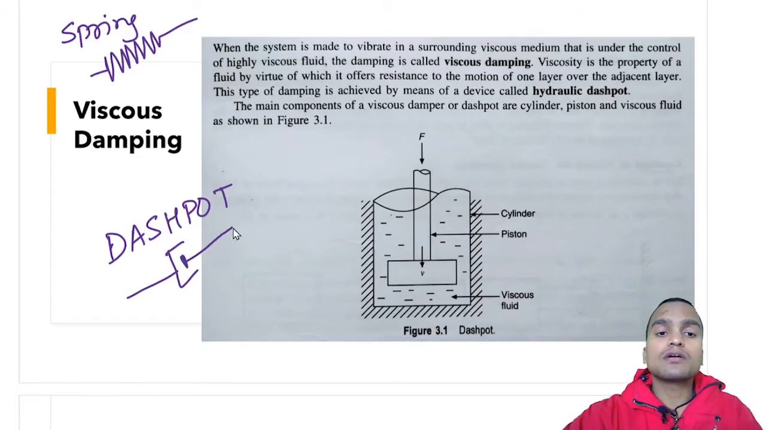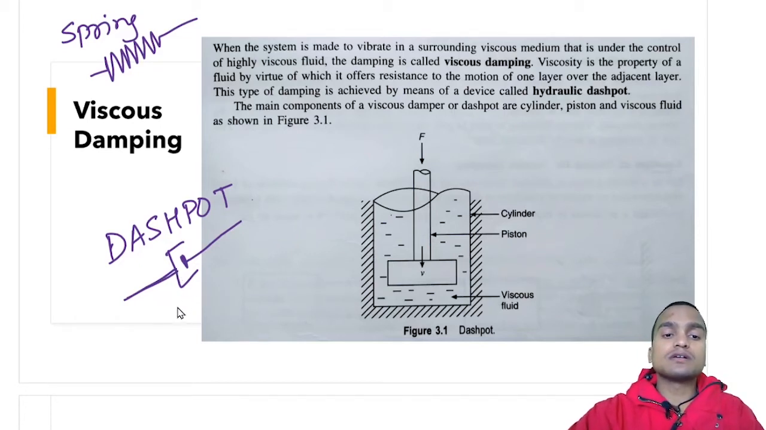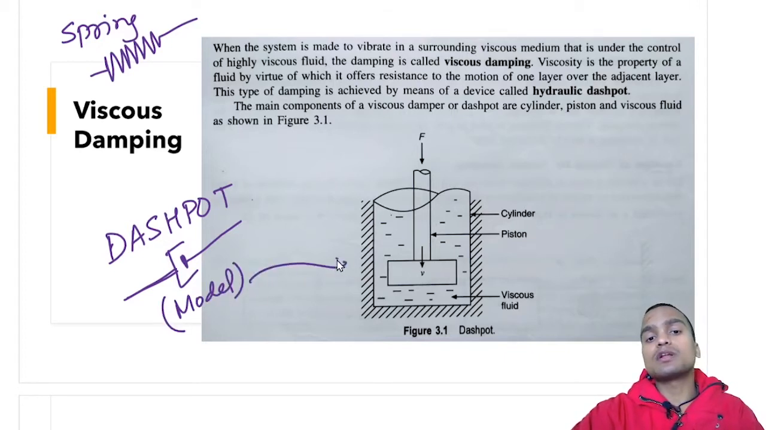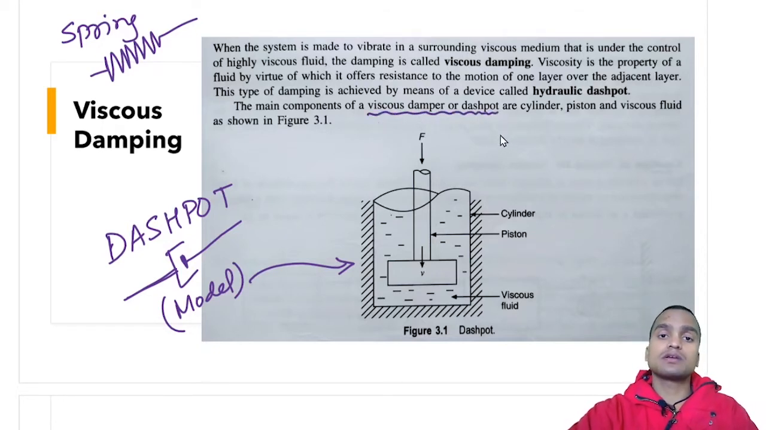Okay, this is a dashpot. So this is in the model. This is how we represent it in the model, but in real life the model looks like this. You can see the main components of a viscous damper or dashpot. Dashpots are viscous dampers, that means there is damping by the viscosity of the fluid, and this comes under the nature of viscous damping.